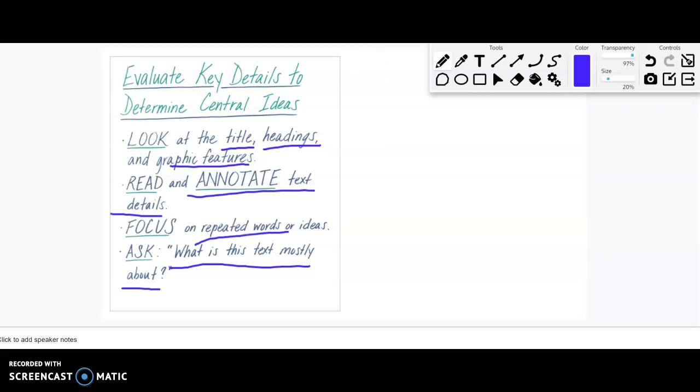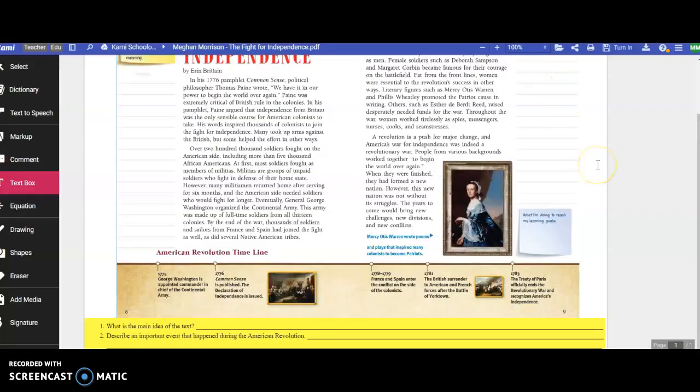Again, you'll be underlining text details. Look for things that are repeated. That can be a good clue. And then when you tell me the main idea, you're not just telling me the war, the American Revolution. Yes, I know that's the topic of this. But what is the author telling me about that? Many people were involved in helping America win the war. That's one example of the main idea of this. And remember, there are different ways to say the main idea. It's not like anything will work, but there are different options.